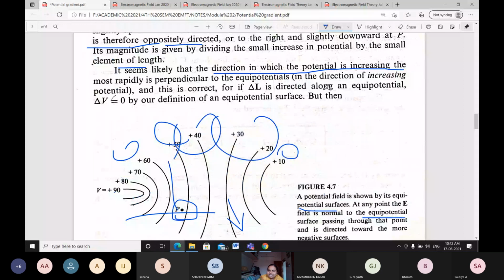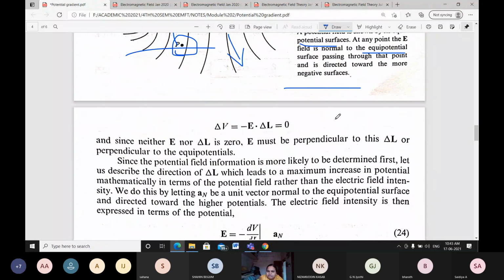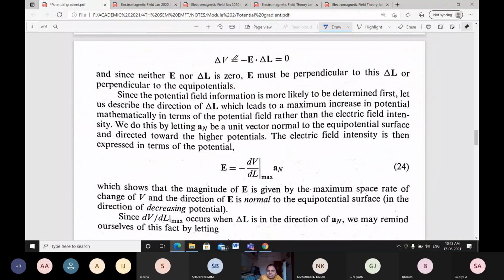an equipotential, or else our delta V should be equal to 0 based on the equipotential surface, as taken in the previous. We told that on the equipotential surface delta V is going to be equal to 0 only. Then delta V is going to be equal to minus E dot delta L, that is going to be equal to 0. And since delta L is not 0, E must be perpendicular to this delta L, or else perpendicular to the equipotential.